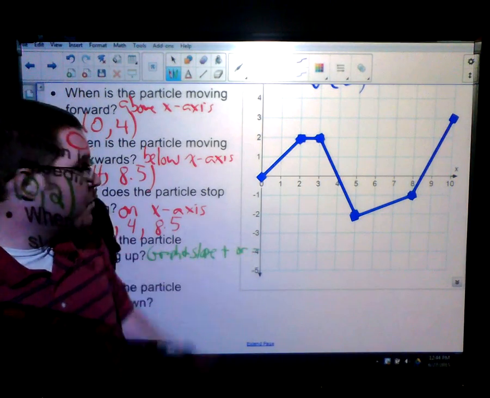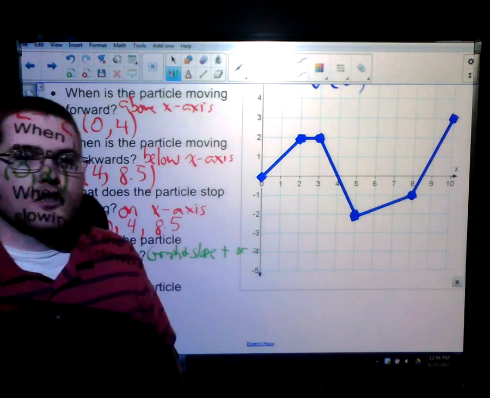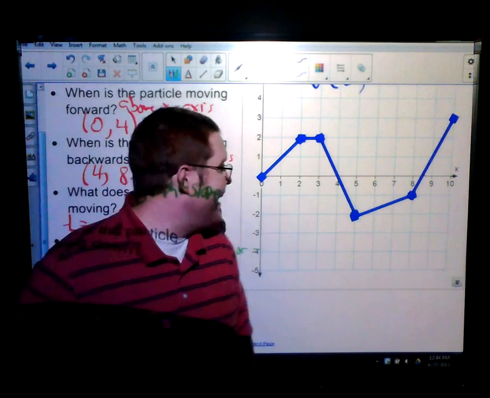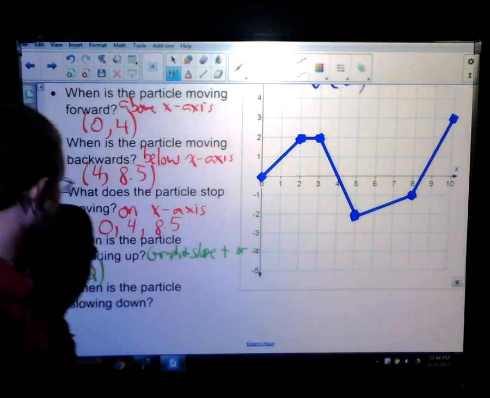Or they could both be negative. They could be going backwards and being pulled backwards. So when is the graph negative and the slope negative? Right here, 4 to 5.